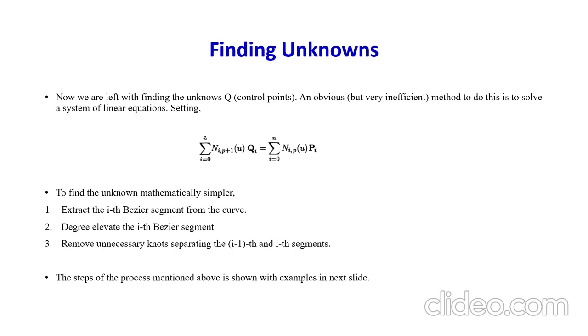So a mathematically simpler method involves 3 steps. The first step is to extract the ith Bezier segment from the curve, and the second step is to degree elevate the ith Bezier segment, and finally we remove the unnecessary knots separating the i minus 1th and ith segments. Now we continue the process until we achieve an efficient curve.